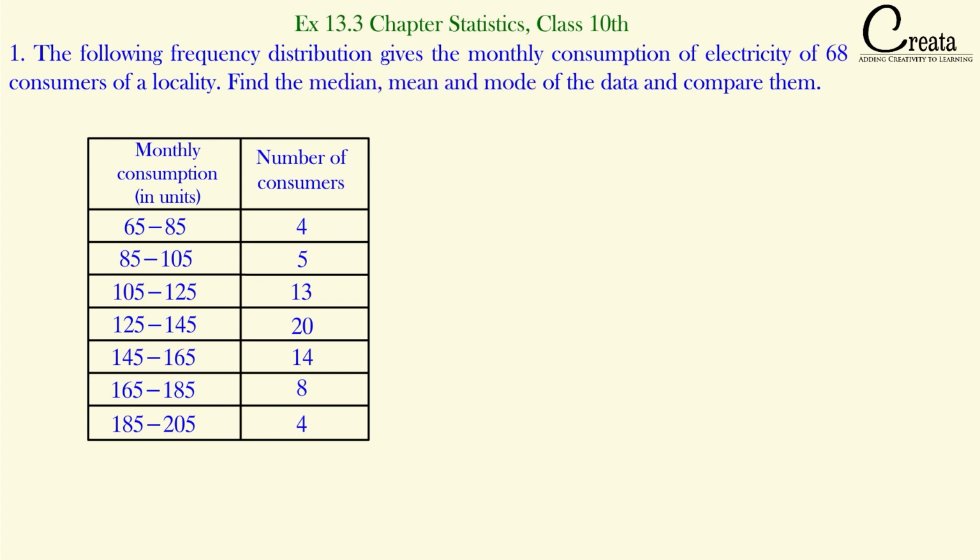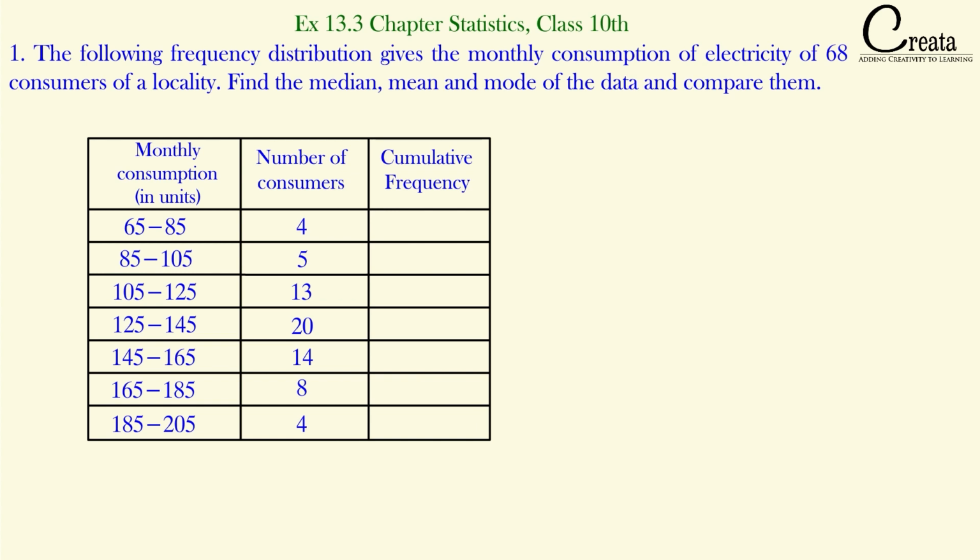Firstly, we will find the median. So what is the first step in calculating the median? The first step is adding one more column, known as cumulative frequency. And what do we do in the cumulative frequency? We add the frequency up to that row. Let's see what I mean.